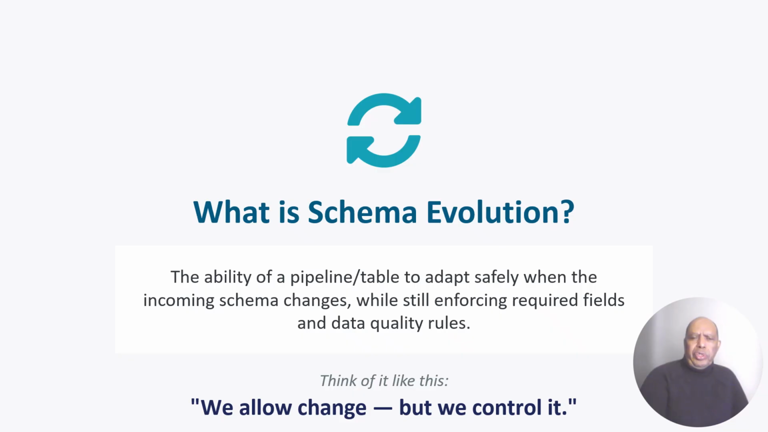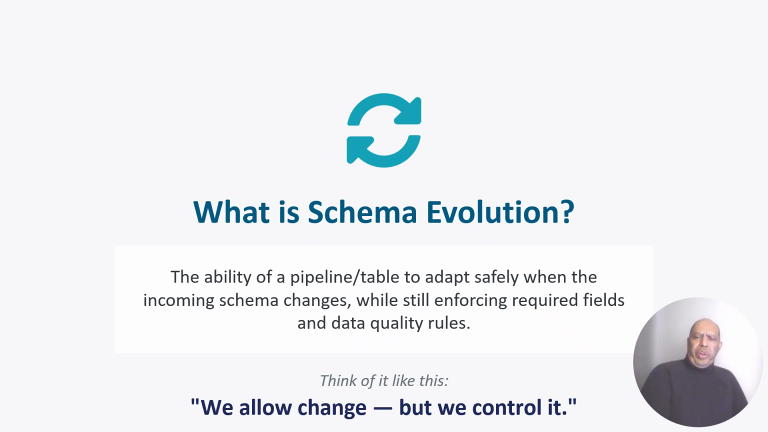Schema evolution is not anything goes. It is not disable all checks and hope for the best. It is controlled flexibility. Think of it like this. We allow change, but we control it. You can add a new column, fine. We will handle that. You cannot drop a critical field though. We will fail and alert you.